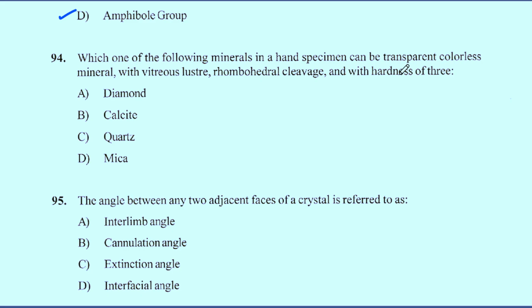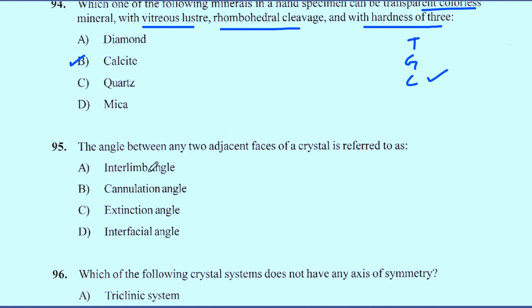Next question: which of the following minerals in a hand specimen can be a transparent colorless mineral with vitreous luster and rhombohedral cleavage with hardness of 3? If you know the Mohs scale of hardness, talc, gypsum, calcite, so our answer is calcite. If you don't know other things, you just go with this.